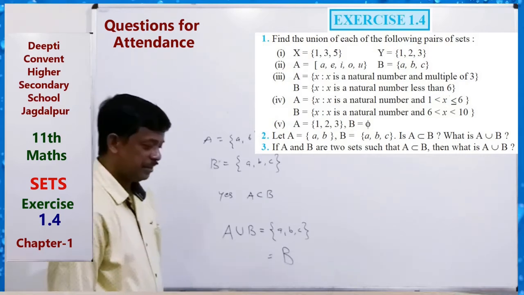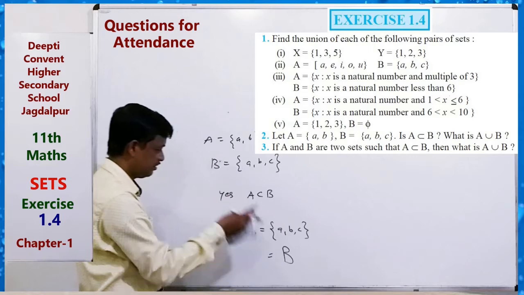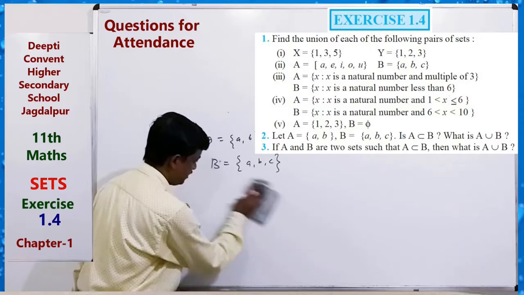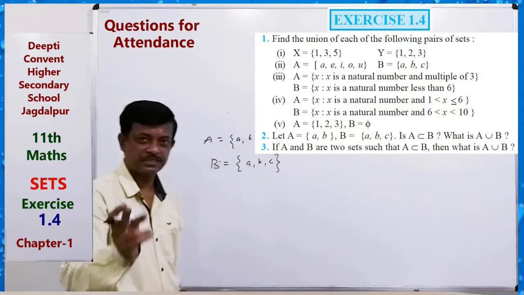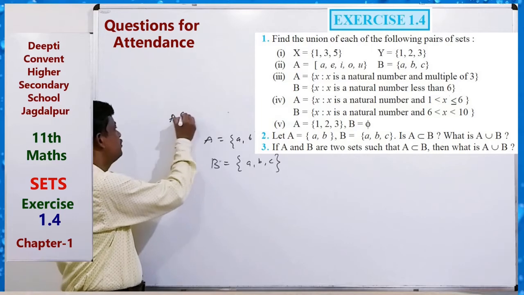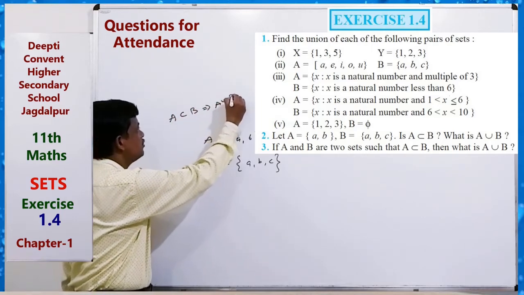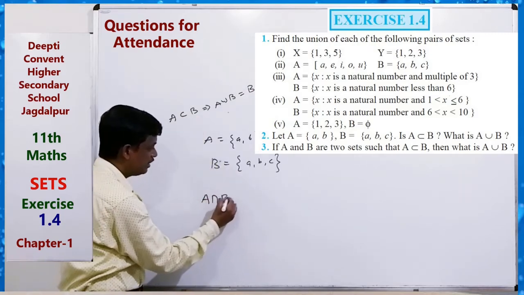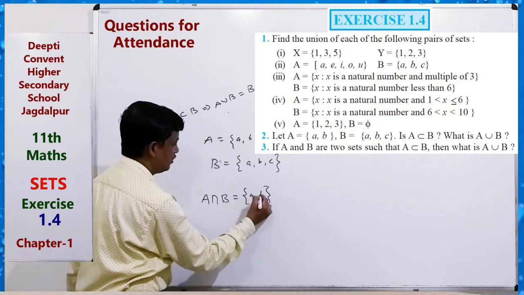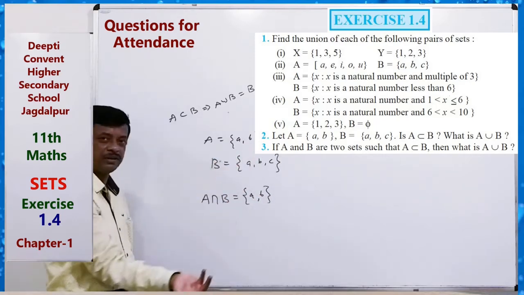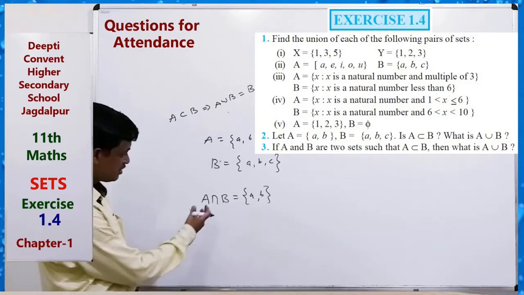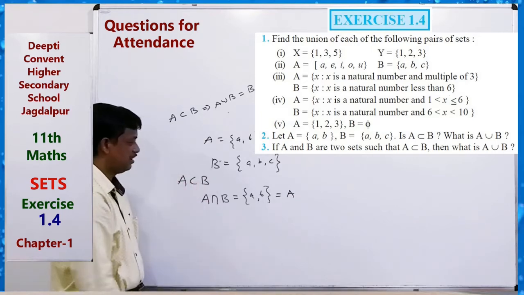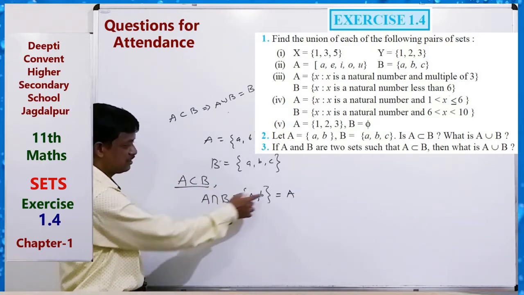Okay. This is the answer of question 2. Here, one thing is important for discussion: if A is a subset of B, then what? A union B equals B, the bigger set. Now finding A intersection B: a, b are common. So A intersection B is {a, b}. So here we see that this equals A. Here A is a subset of B, and A intersection B is A.